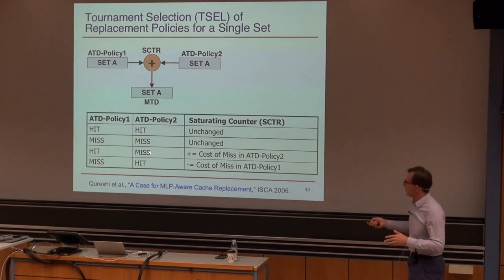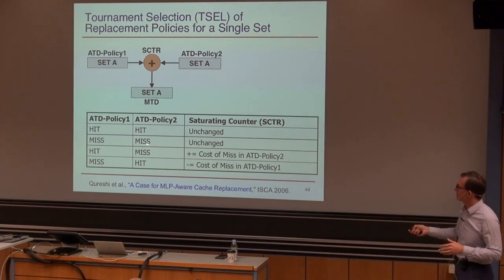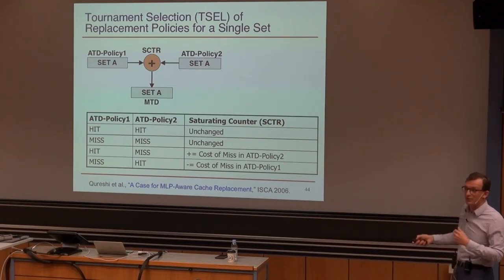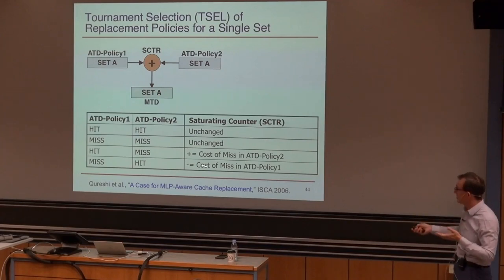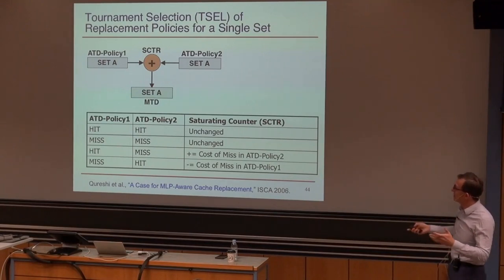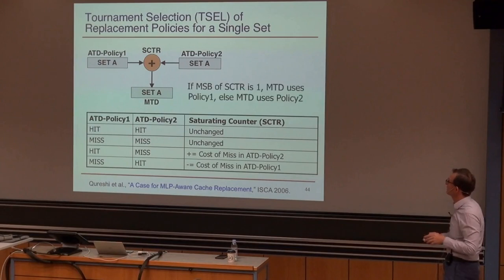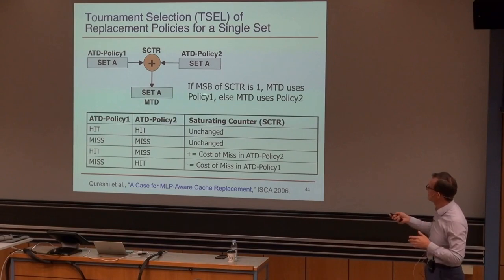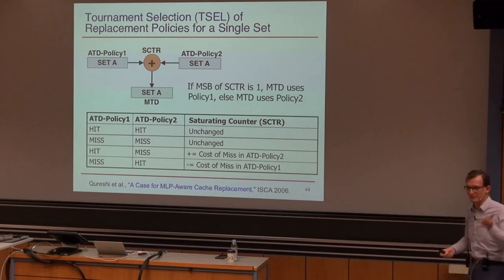Basically, if one policy is doing the same as the other policy, you don't change the counter. If one policy is doing better than the other policy, you basically bias the counter in some way for that particular policy that's doing better, right? And in this case, we bias the counter using the cost of a miss as the metric. And this is one example of a decision you can make. If the most significant bit of this counter is one, then in the main tag directory we use policy one, otherwise we use policy two. That's a simple way. But there are many design options, of course, here.